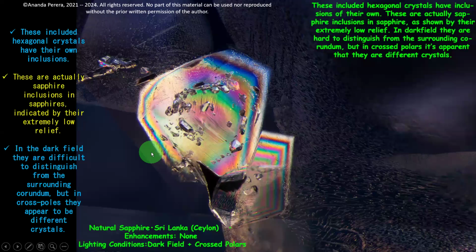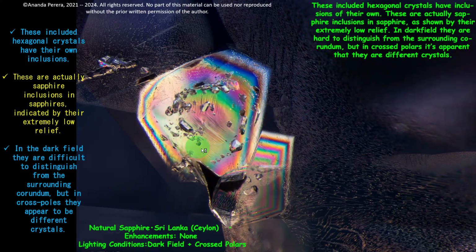And here we can see the same thing with another picture. Look at the shapes, hexagonal shapes you can see. Hexagonal crystals have their own crystals inside there. This is the fingerprint and the hexagonal bodies are there. These are actually sapphire inclusions inside the sapphire, indicated by their extremely low relief.